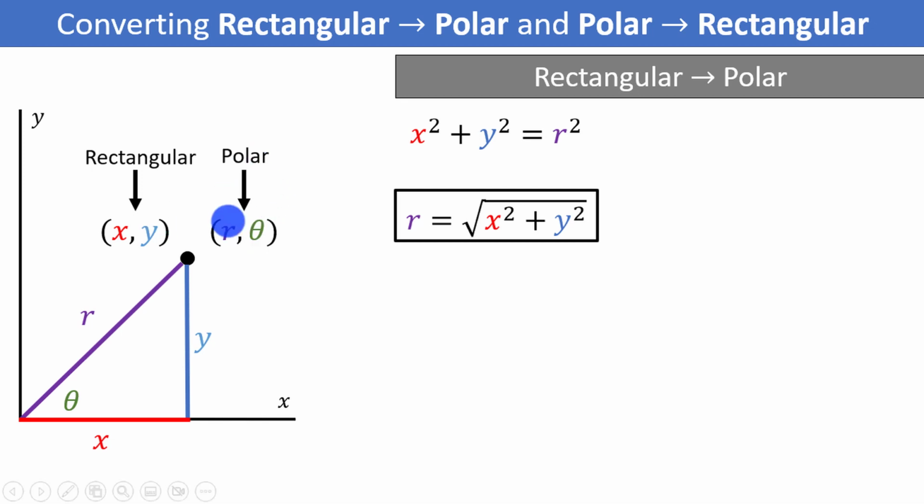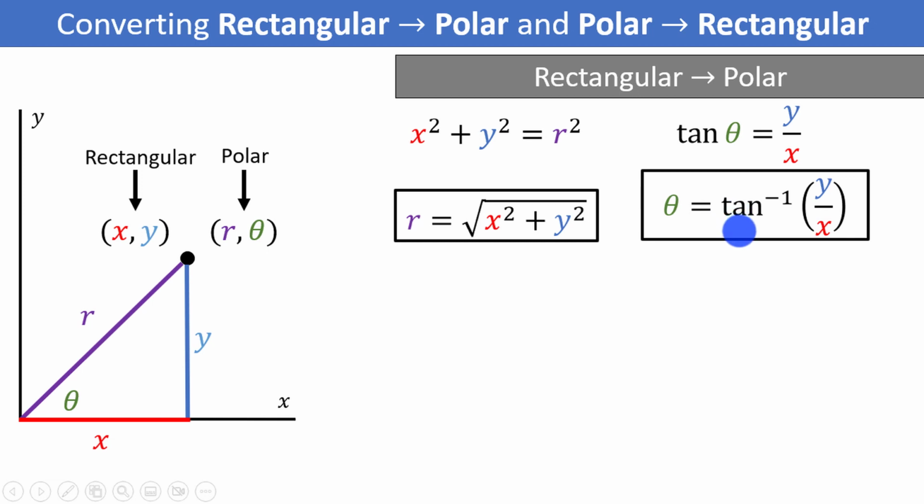Now if we would like to find theta, we have to somehow relate theta to x and y. Well, we know that tangent of theta is the opposite side divided by the adjacent side. So tangent of theta is just equal to y over x. If we'd like to solve for theta, then that means we would have to take the inverse tangent of both sides. So that means that theta is equal to inverse tangent of y over x.